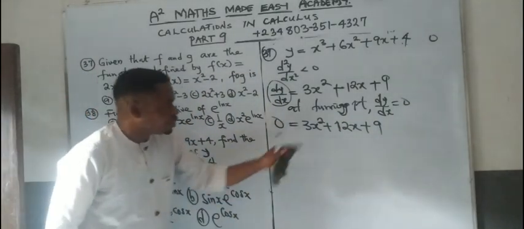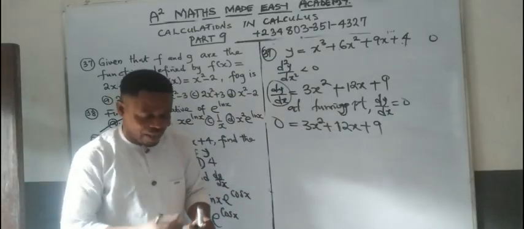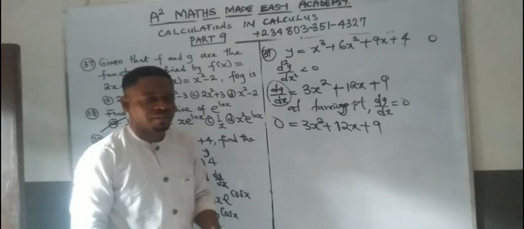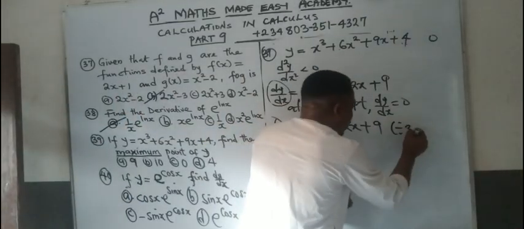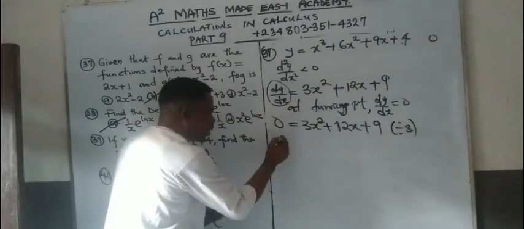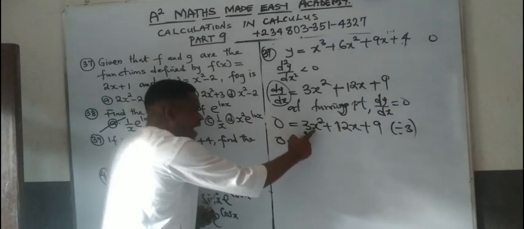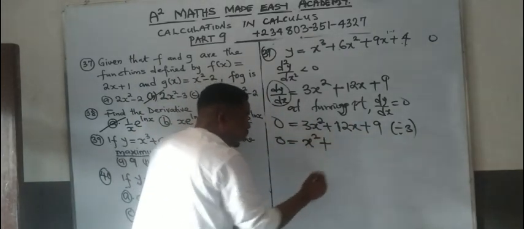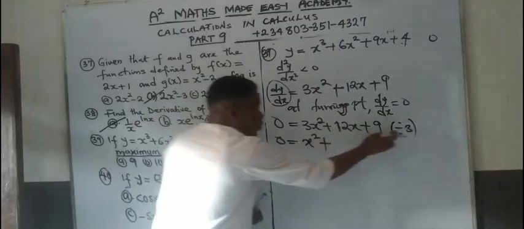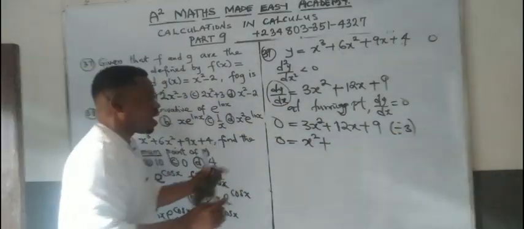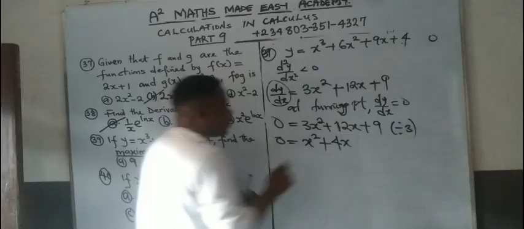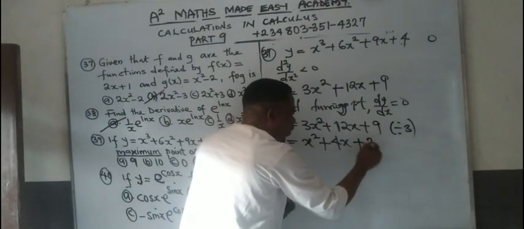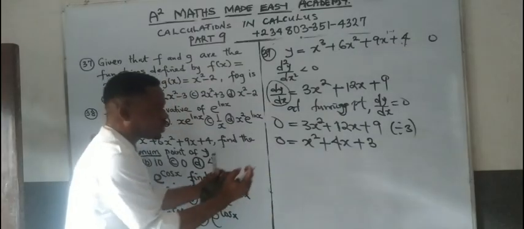But do you know that I can reduce this value? Are you aware? How? 3 can divide, 3 can divide, 3 can divide. So which means we divide everything by 3. 0 over 3 will give us 0. Now this one is 3x squared over 3. 3 will cancel 3. It remains x squared. Plus, this one is 12x over 3. 3 can go into 12 four times. I have with me 4x. Then I will add again 9 over 3, which will give me 3. This is now purely a quadratic equation.